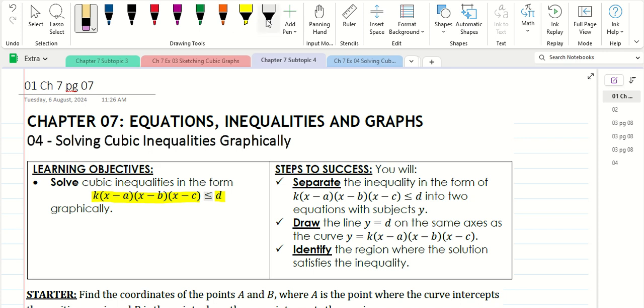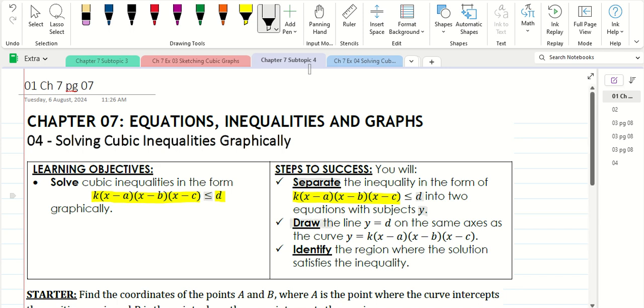The first thing that you have to notice is that the inequality can be separated into two equations with subject y. If you're given a graph of a cubic equation over here, the graph of the cubic is going to be this one, but the number on the right side will be another equation, and that one will be a straight line. So that line will be this one.